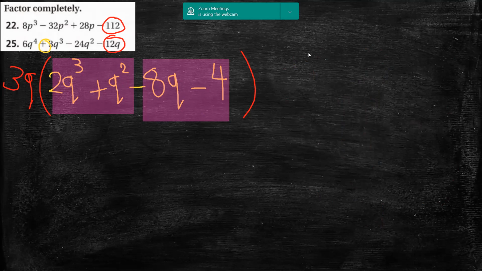So every time, if you have a quadratic polynomial and it has a variable in the last term, you must take the GCF first.